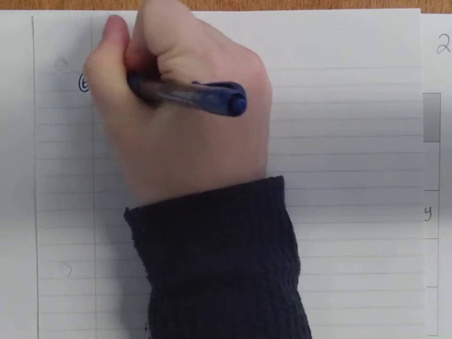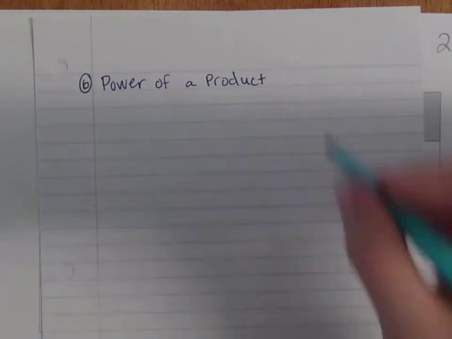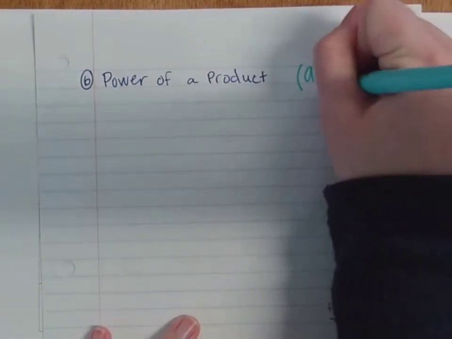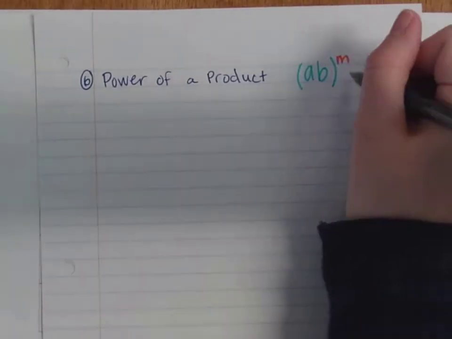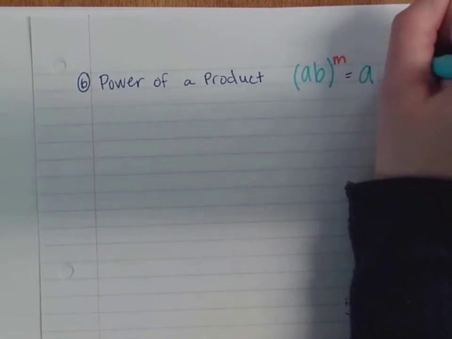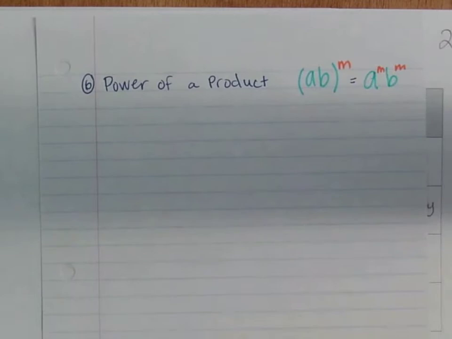We're going to look at something you have already had some experience with, and that's the power of a product. The power of a product says if you have A times B to the power of M, then you can simplify that by saying A to the power of M times B to the power of M. And we've already looked at an example of this.